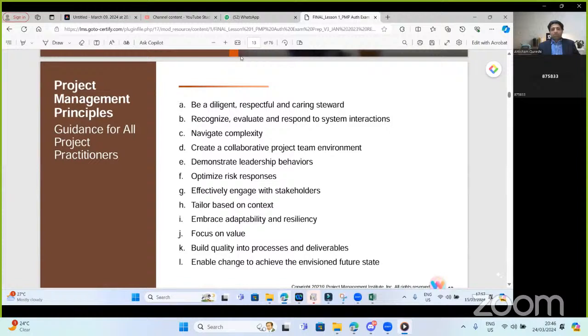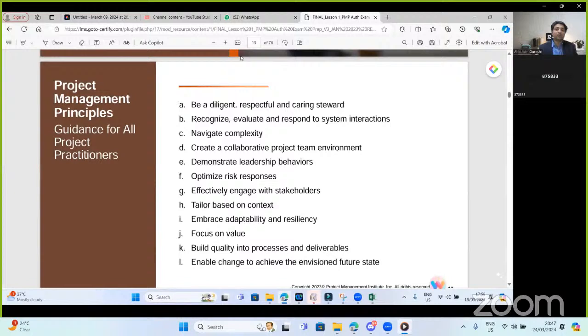Then, tailoring. Tailoring means that one size does not fit all, right? These five fingers are not equal. Similarly, each project will require you to tailor your approach towards management, tailor your communication. When you are speaking with generation X, let's say, you will communicate in a different style. If you are communicating with millennials, you may have a different style of communication. Similarly, if you need to manage various diverse nationalities, you need to tailor your approach towards them.